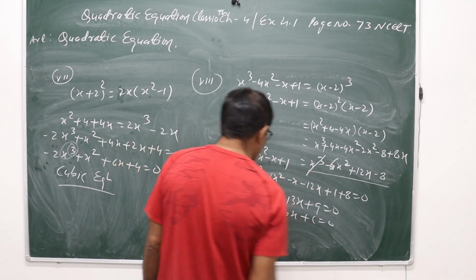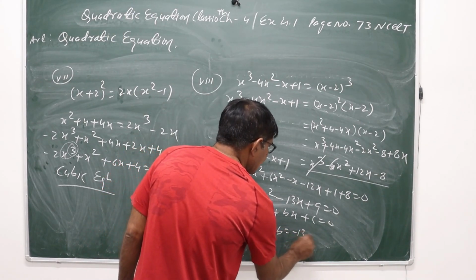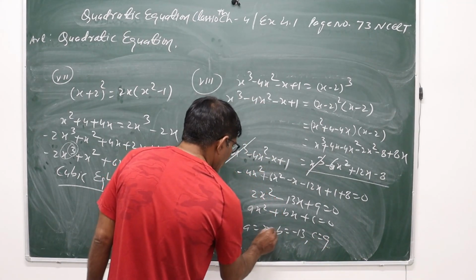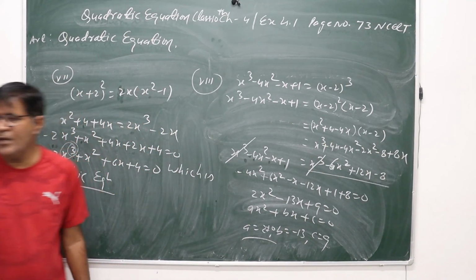is equal to 0. A is equal to 2, B is equal to minus 13 and C is equal to 9. A is equal to 2, not equal to 0, so it is a quadratic. So please pause the video and note it down.